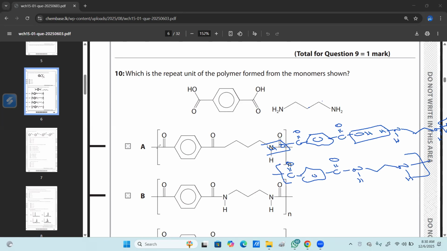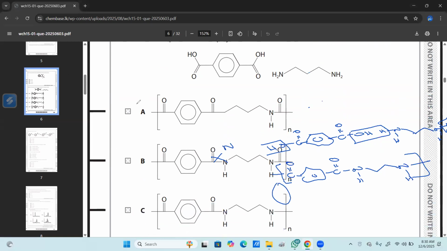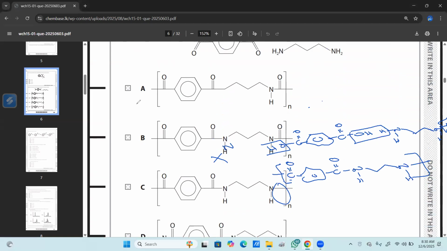You can see in the first one, this part is there but N is missing. Therefore, that is wrong. In B, you have this group, so B is also wrong. C looks correct. We'll check whether everything is there. We have the carbonyl group, benzene, amide. So C is the correct answer.